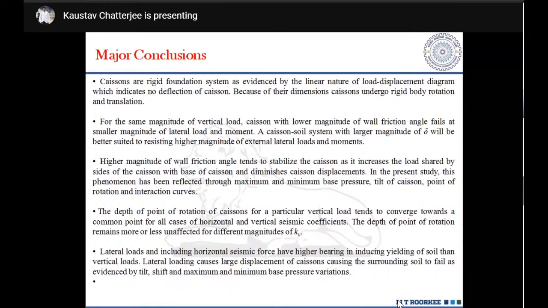In the present study, this phenomenon has been reflected in the maximum and minimum base pressure, the point of rotation and the interaction curves. The depth of point of rotation of a caisson for a particular vertical load tends to converge towards a common point for all cases of kh and kV. The depth of point of rotation remains more or less unaffected by the variation of kV. Lateral load, including horizontal seismic force, has a higher bearing in inducing yielding of soil than vertical loads. Lateral loading causes excessive displacement of the soil surrounding the caisson, causing the caisson to fail, as evident by the tilt, shift, and maximum rotation.